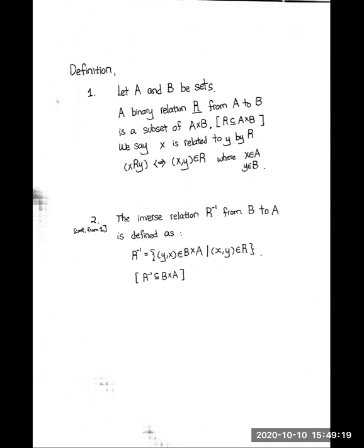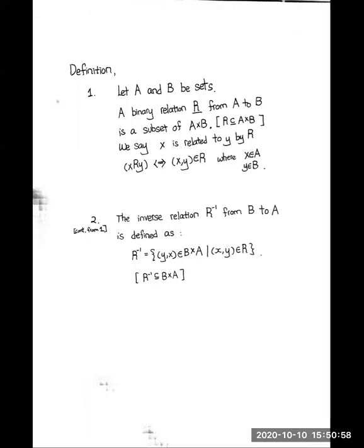Similarly, we can define the inverse relation R inverse, which is now from B to A. It is defined in such a way that R inverse is the collection of all elements from R, however this time we switch the positions.